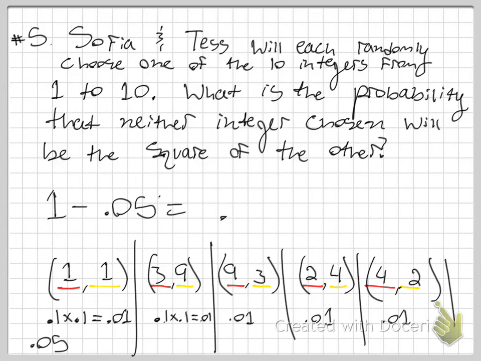And that's going to be equal to 0.95. And that is our answer, which means that E is the correct answer. There is a 95% chance that neither integer chosen will be the square of the other integer. Now, again, just to reiterate one more time, the way we found that was by taking 1 minus the complement of this scenario happening. And we got a 95% chance. All right.